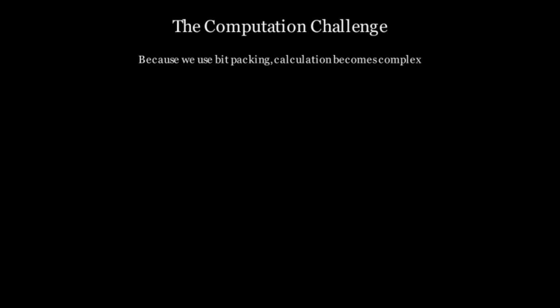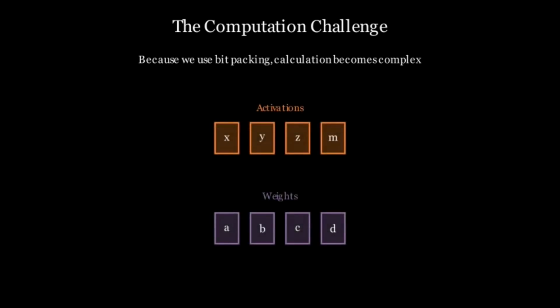Now, because we have changed the representation when doing bit packing, the calculation complicates because for each number we have to unpack and then perform the matrix multiplication. For example, let's say we have 4 activations X, Y, Z and M, and weights are A, B, C, D. We can perform the calculations as is. This is the multiply add method called the MAD method.